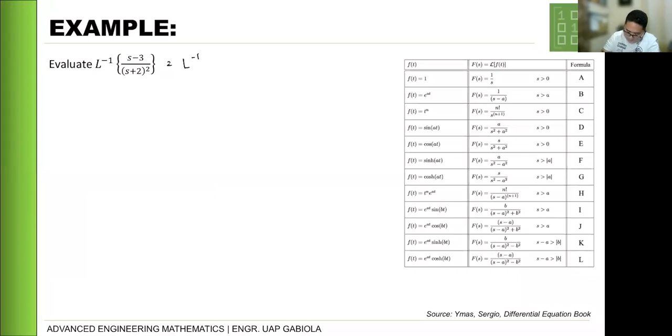Okay, so I think we can make it like this. S plus 2 squared plus 0 squared. Okay? Para same form lang tayo. And then we can actually separate those two terms. So we have L negative 1 of S.